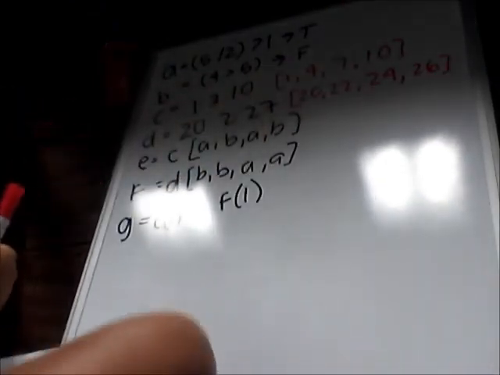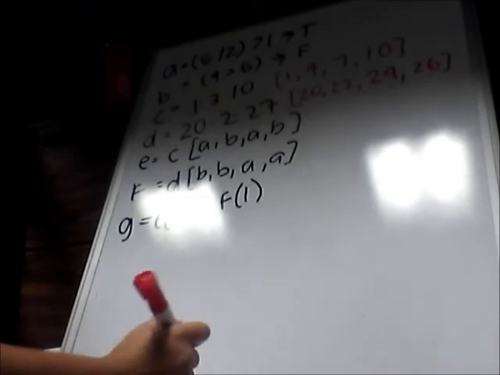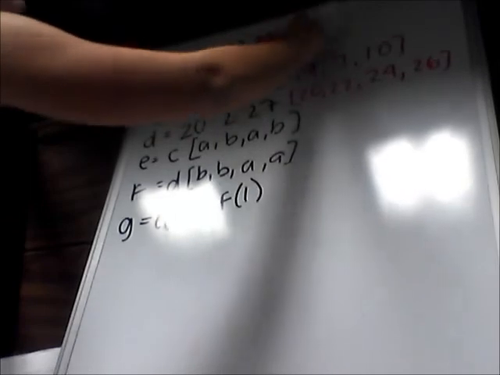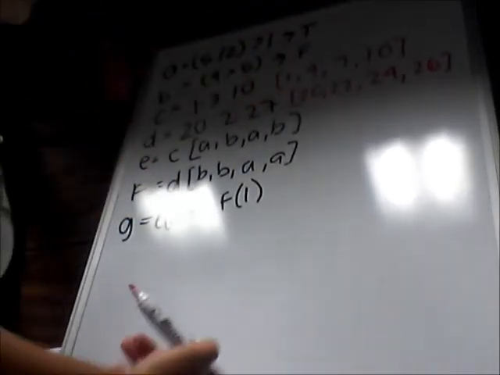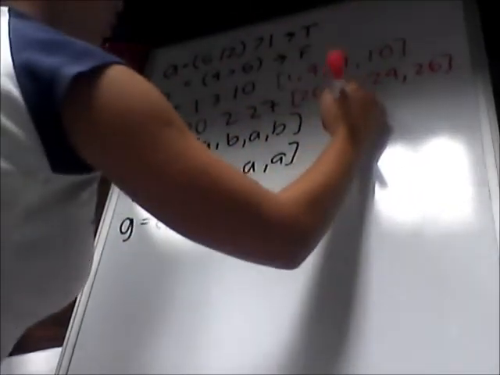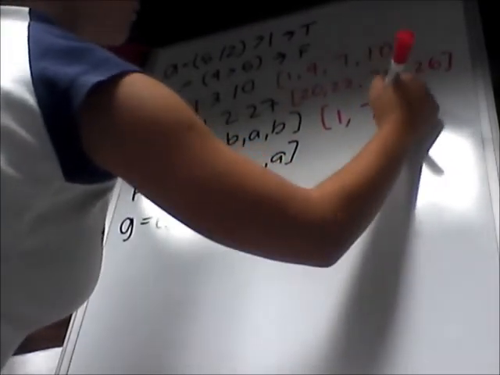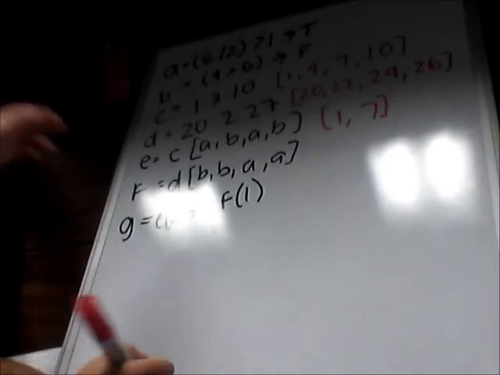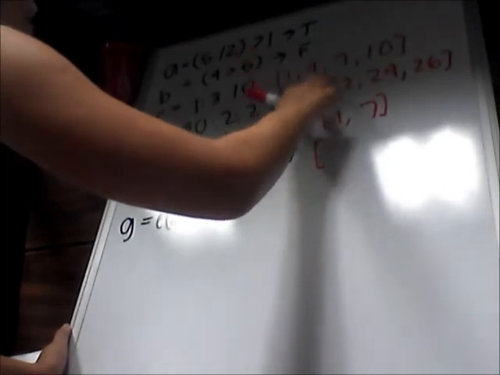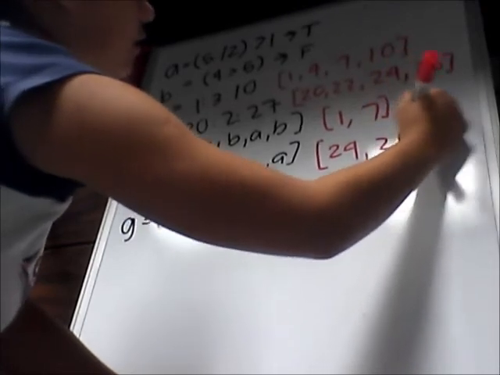Alright, so E is equal to C, A, B, A, B. So what that is saying is that you take vector C and you plug in the numbers true or false. If it's true, the number will stay. If it's false, it will disappear. So what we have is A is true, so 1. B is false, so 4 goes away. 7 stays, and 10 goes away as well. It's basically the same thing for F, except we're using D, so the first two are false, so they go away, and we're stuck with 24 and 26.